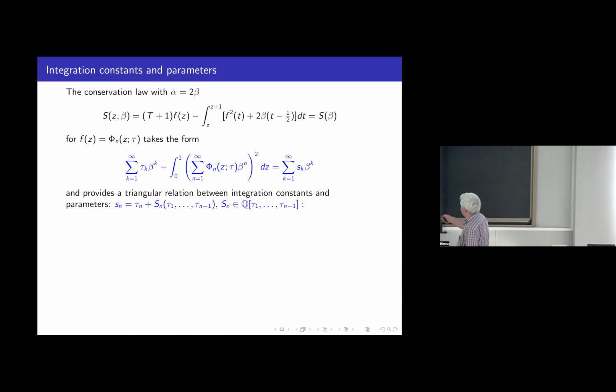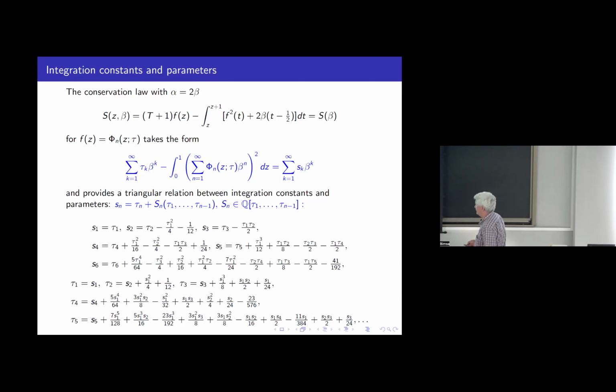And the right-hand side is, if you substitute here and then integrate, the result, of course, depends only on tau. So the S_k are parameters which depend on tau. So you have a triangular transformation. Triangular means that S_n is tau_n plus a polynomial of lower terms. So this is a clearly invertible transformation, called an affine Cremona transformation, and all the coefficients are rational, right?